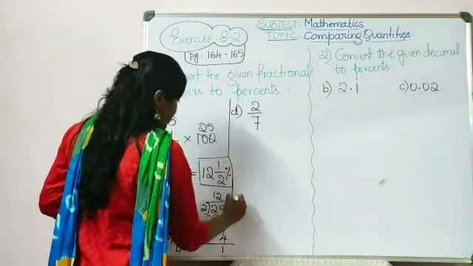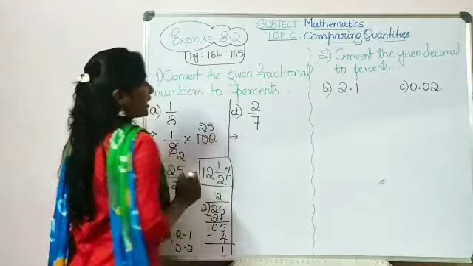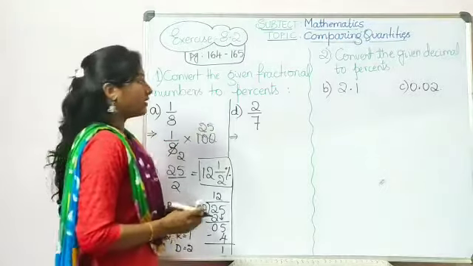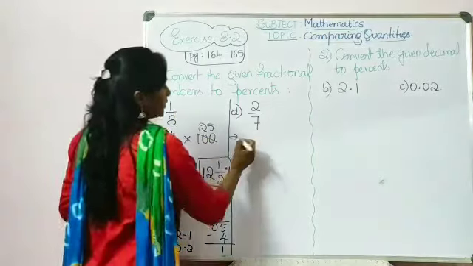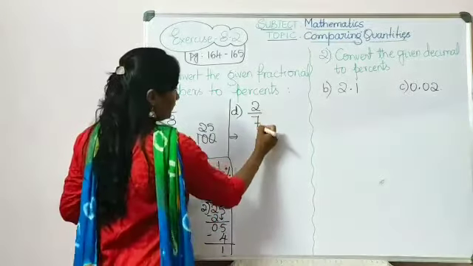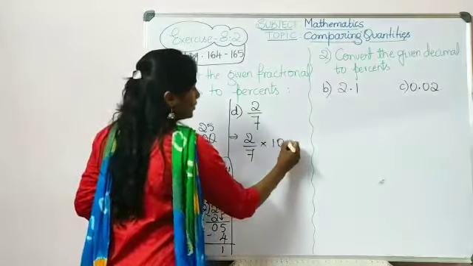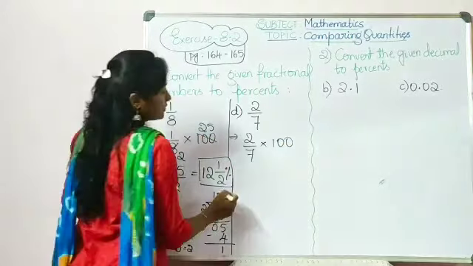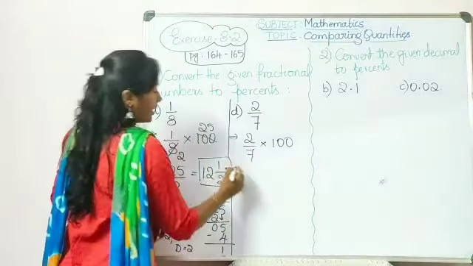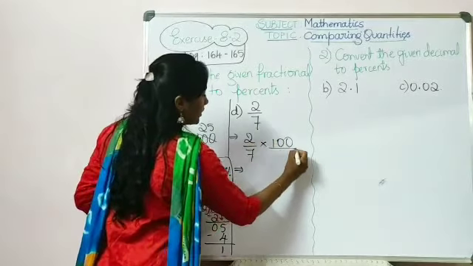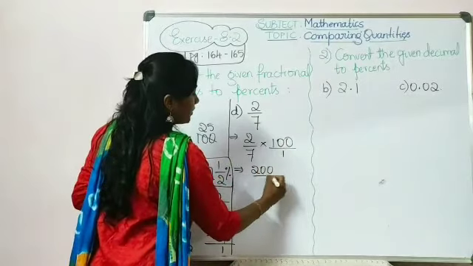So we go to the next one now. The next one is 2 by 7. I have done part D, children. B and C you have to do on your own in your classwork. It should be written in the classwork. And 2 by 7 when I convert, I get 2 by 7 into 100. When I solve this, I cannot cancel 7 and 100 because 7 is a prime number. Now I can directly write 2 into 100 by 1. So 2 into 100 is 200 by 7.